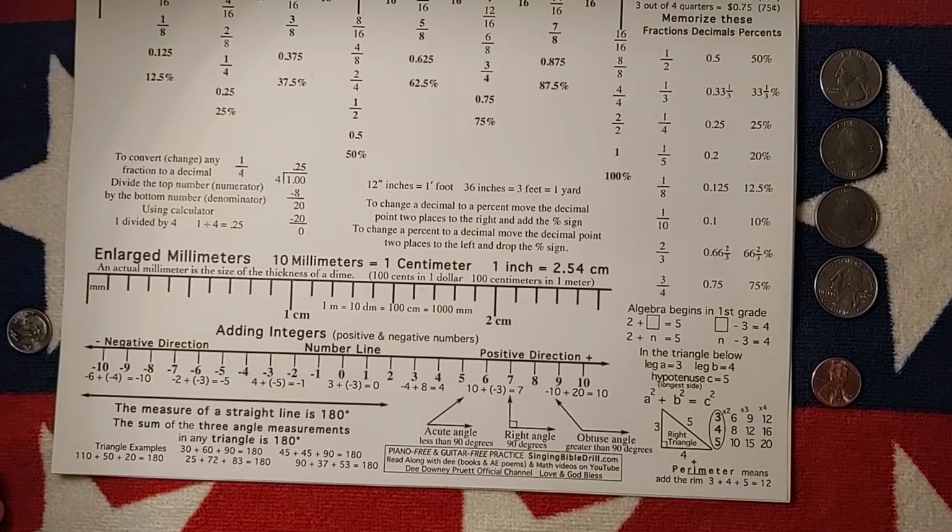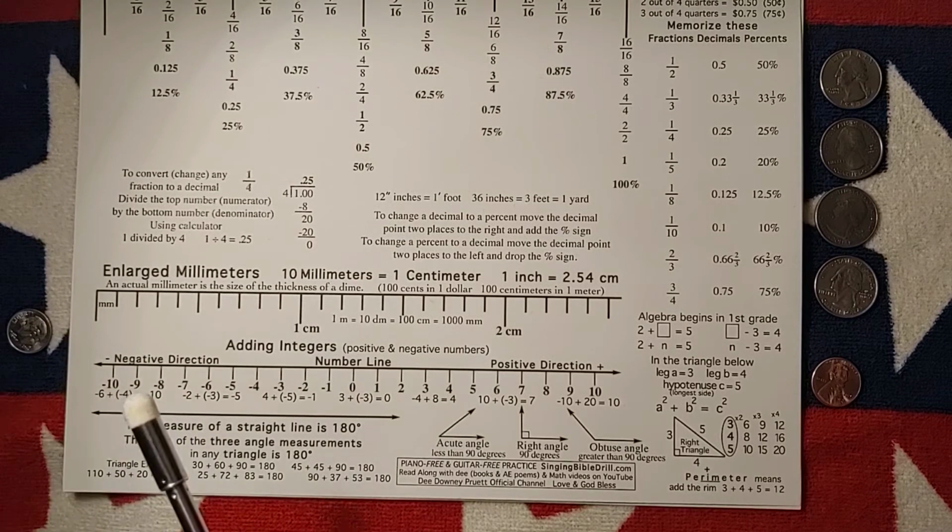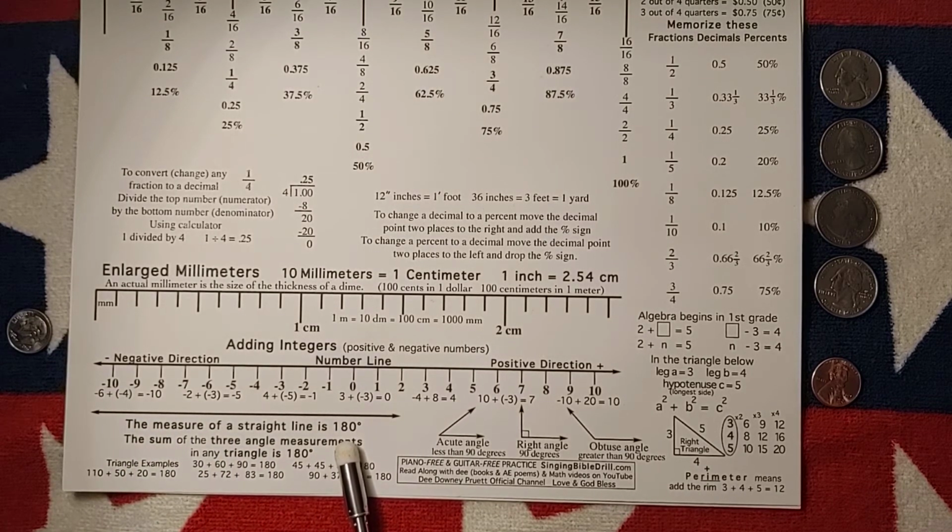All right, a little geometry. The measure of a straight line is 180 degrees. Remember that fact. The sum of the three angle measurements in any triangle is 180 degrees.